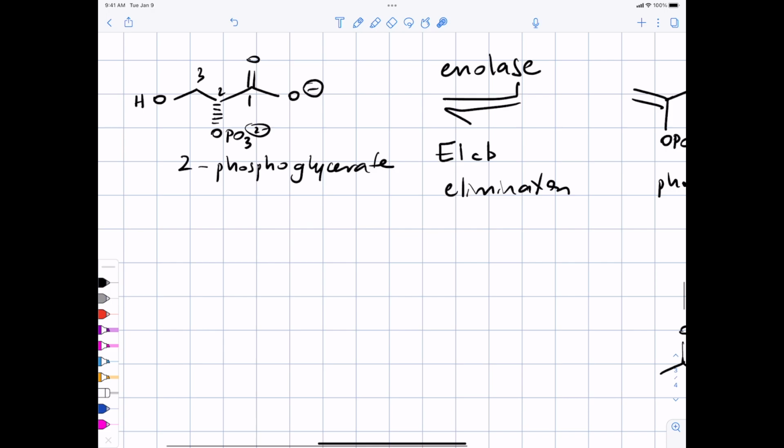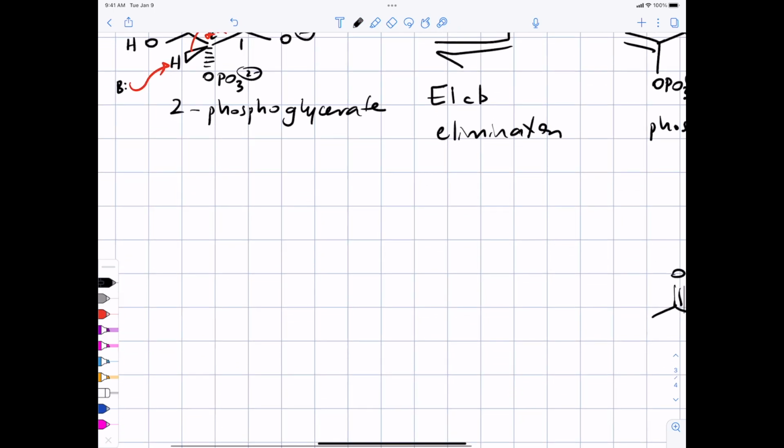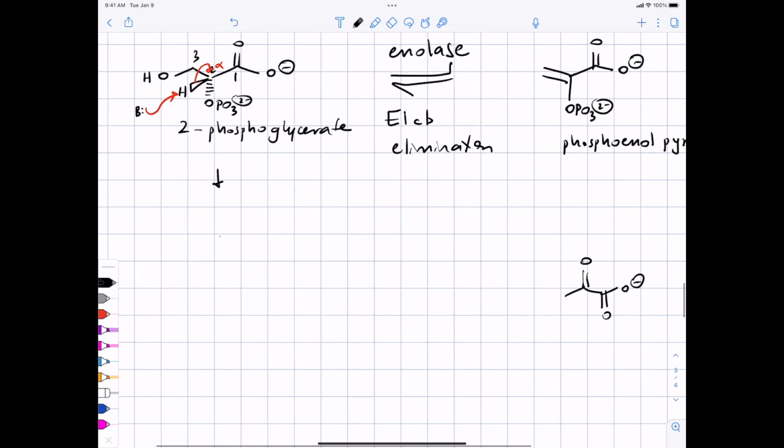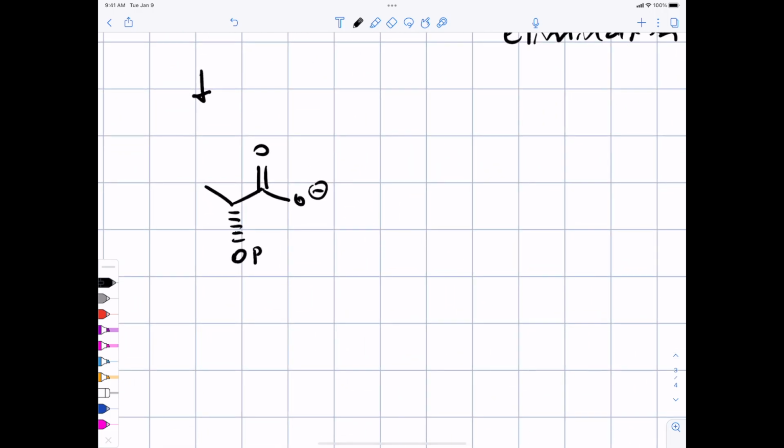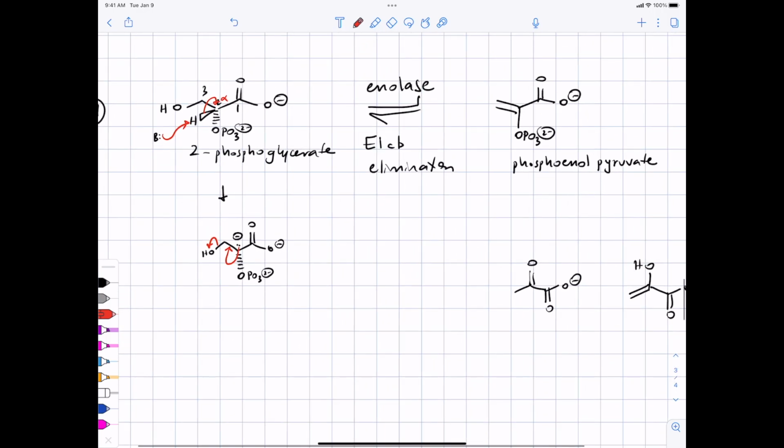The mechanism is just basically what you would expect. You remove a proton from the alpha carbon to generate an enolate. And then in a second step, electrons on the alpha carbon kick off OH as a leaving group. It's basically a dehydration reaction.